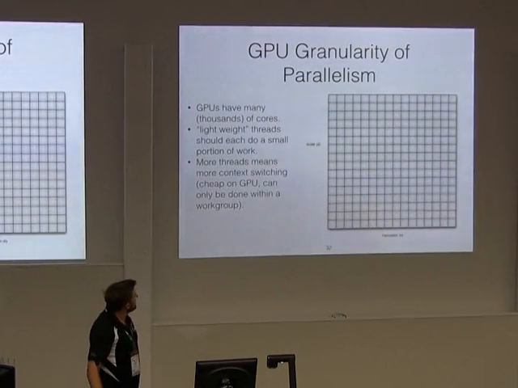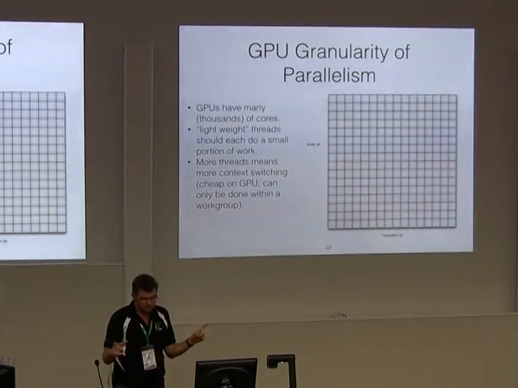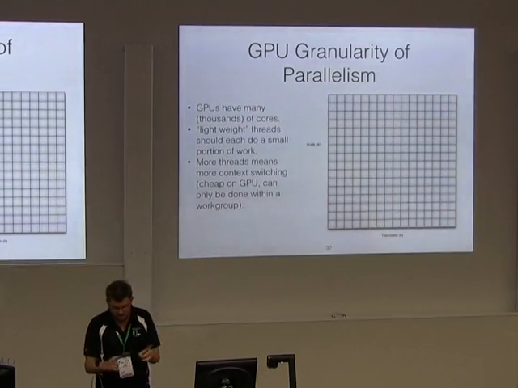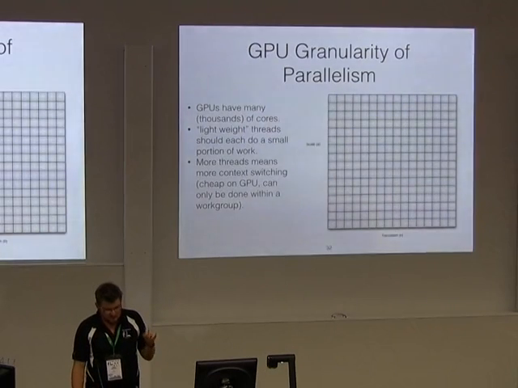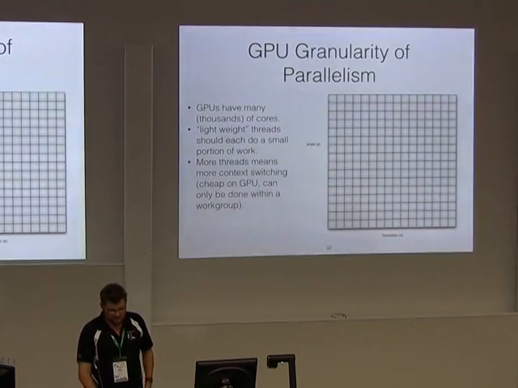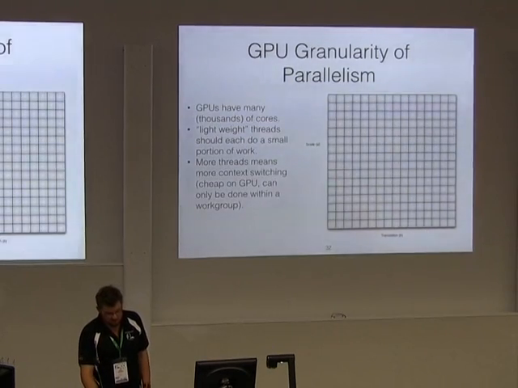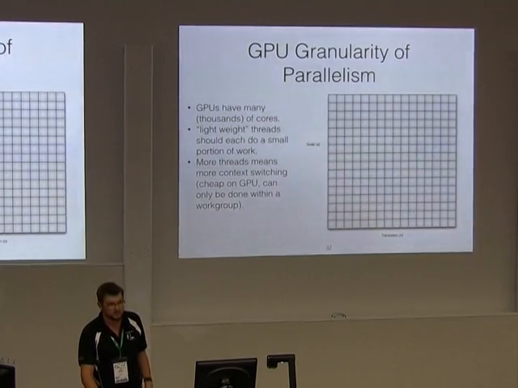Since we only have a small length of the input data, and GPUs have thousands of these lightweight threads, they should only do a small portion of the work. More threads means more context switching, which is cheap on GPUs.